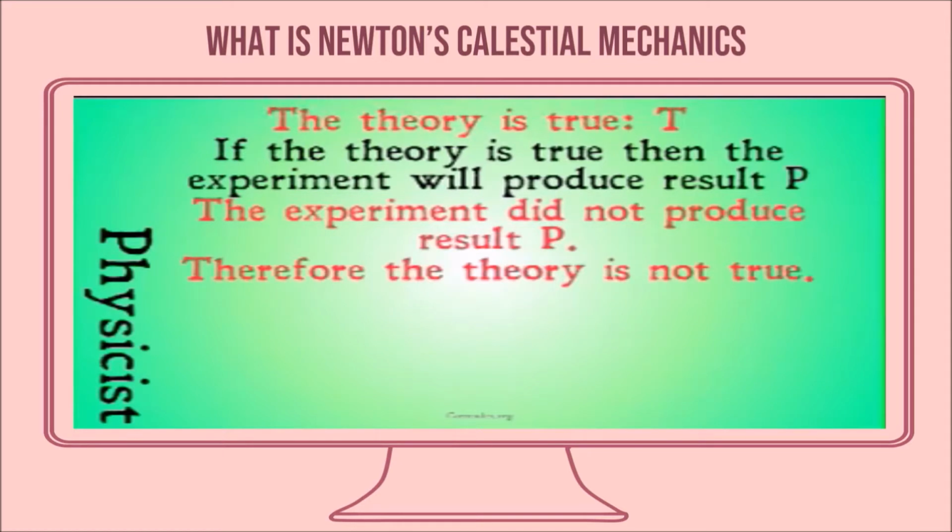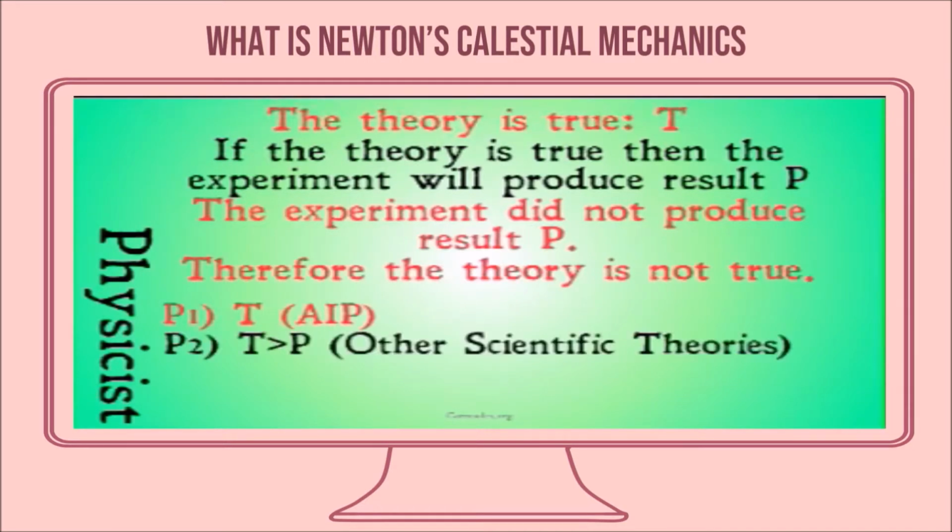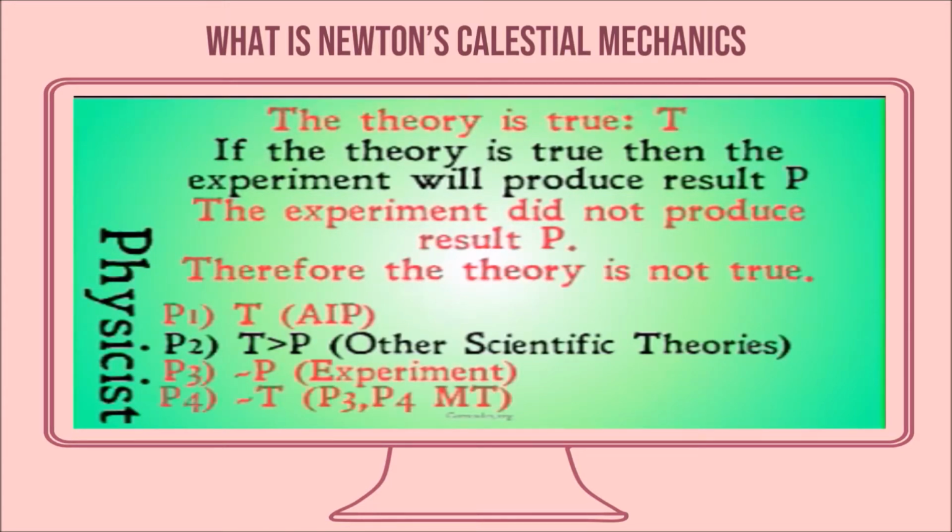But I think there's something a little bit deeper going on here. Let's look at it logically. Premise 1: the theory is true, assumed for indirect proof. Premise 2: T implies P, from our other scientific theories and understandings of the ways experiments work. Premise 3: it's not the case that P, which we discover through experiment. Therefore, it's not the case that T, by modus tollens. T and not T, by conjunction. Therefore, using our indirect proof, 1 through 5, we can conclude not T.